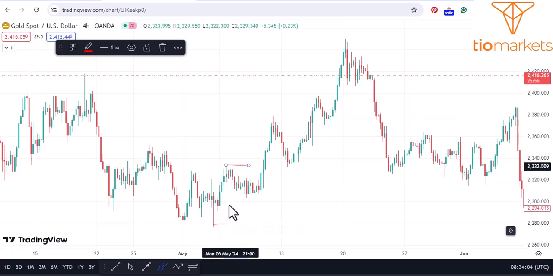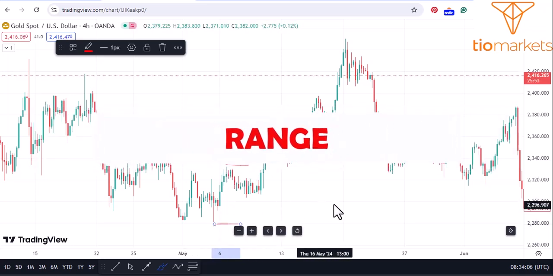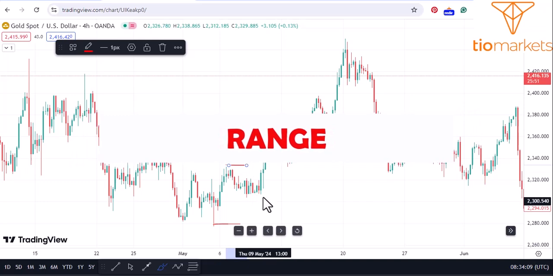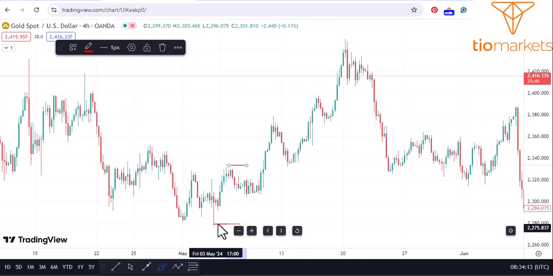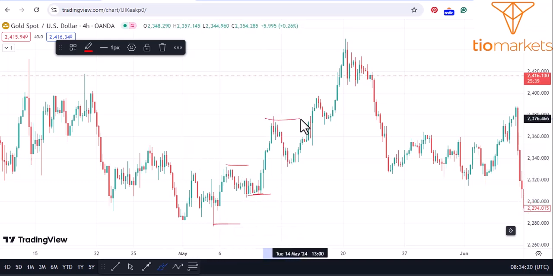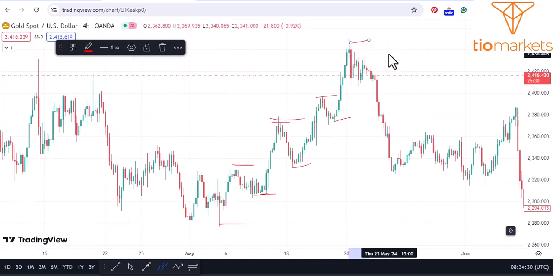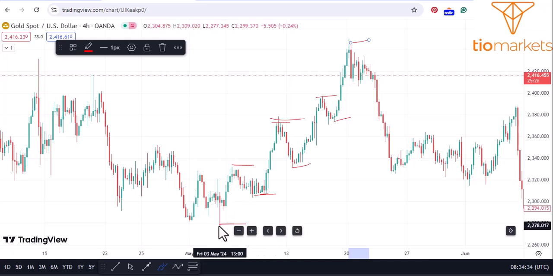This on its own is what we call a range. A range is from the high to the low, or from the low to the high. This particular range is from a low to a high. Then we have another one with this new low and this new high, which means this is a new range. We can continue like that, marking all the way to where price is currently trading. We have this low and this high. This is a range.